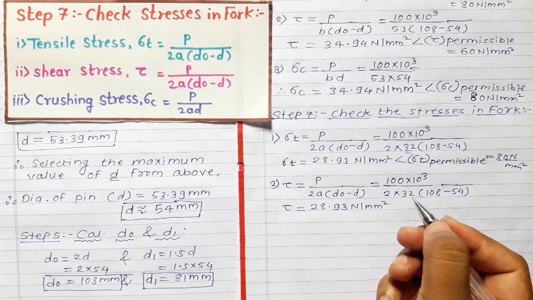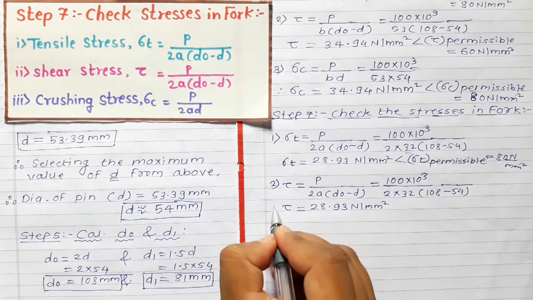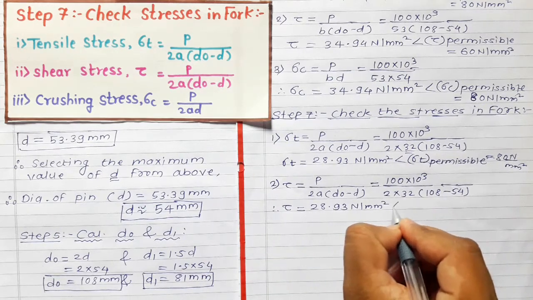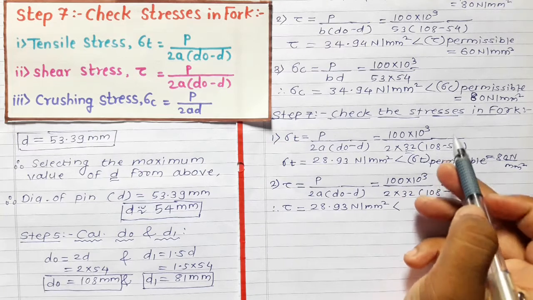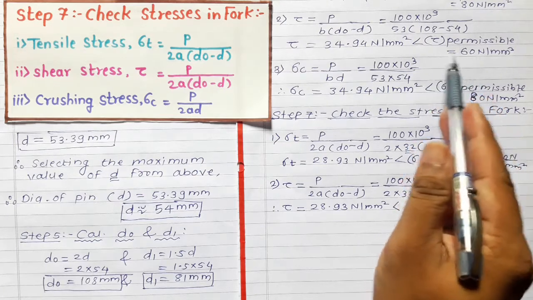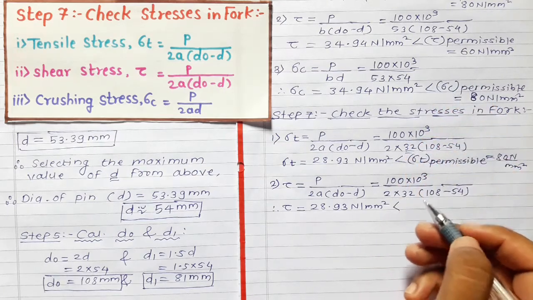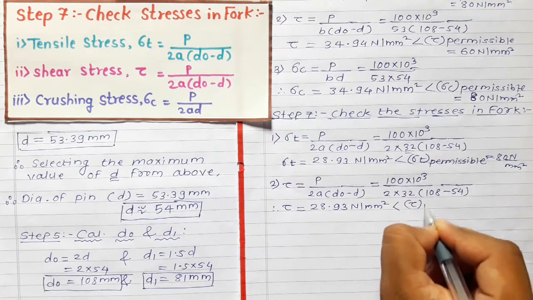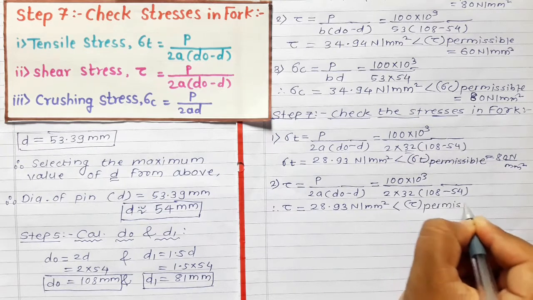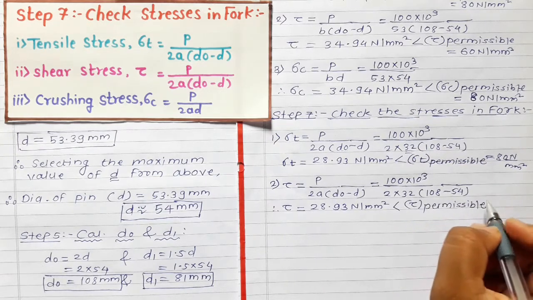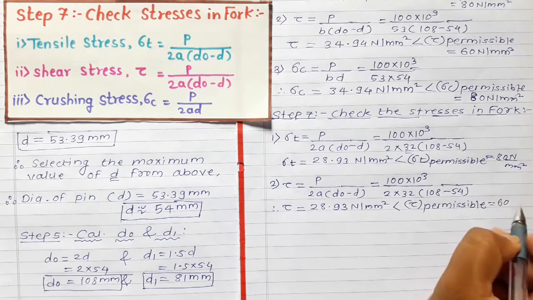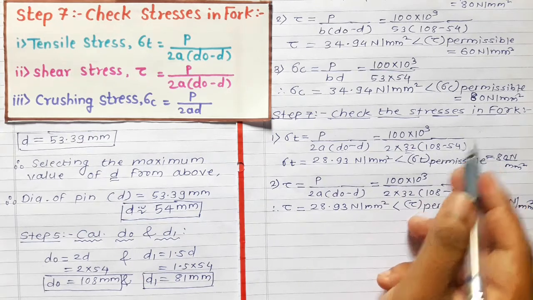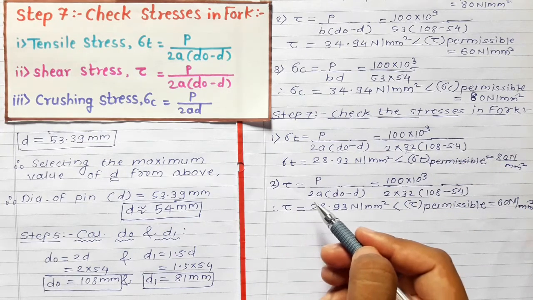Now in order to comment about the safety of this fork under this induced shear stress, we have to compare the value of this induced shear stress with the permissible shear stress, and the value of permissible shear stress is 60 Newton per mm square. Okay, so already we have used it for the I, so we can say that the induced shear stress is less than the permissible shear stress, that is tau permissible, whose magnitude is 60 Newton per mm square, and therefore we can say that the design of this fork under shear stress is safe.